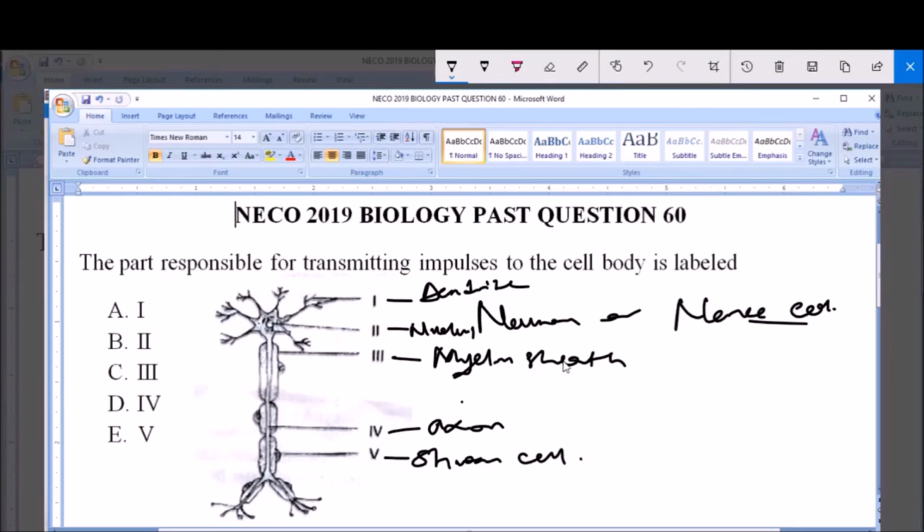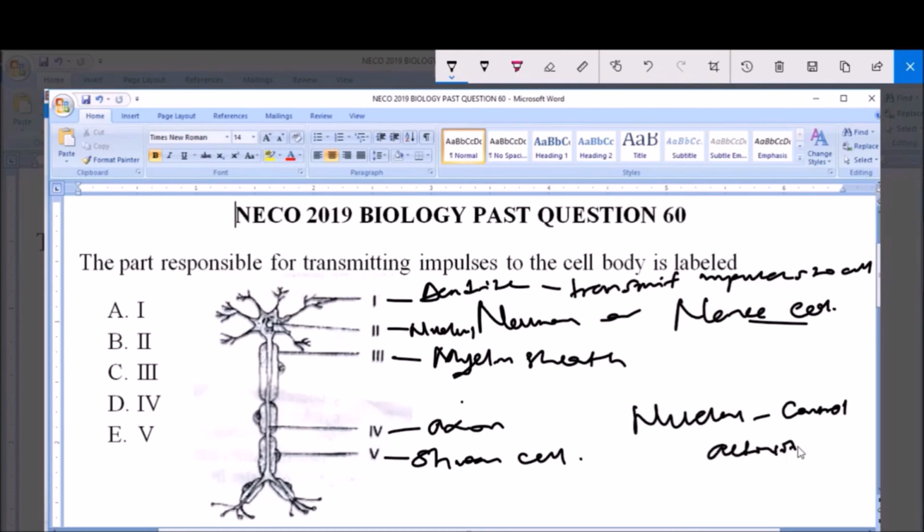Now each of these parts labeled has its own function. The dendrite, which is I, is responsible for transmitting impulses to the cell body, that is, impulses received from another neuron are being carried to the cell body of a particular neuron by the dendrites. So the dendrites transmit impulses to the cell body. Now, II here, which is the nucleus, like we know, simply controls the activity of the nerve cell or neuron.